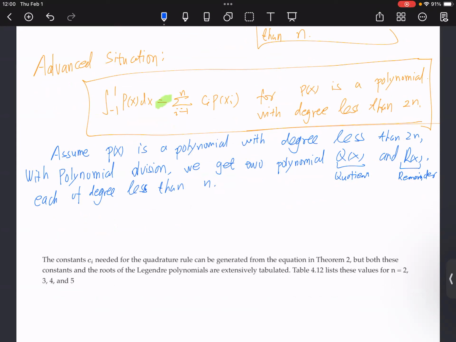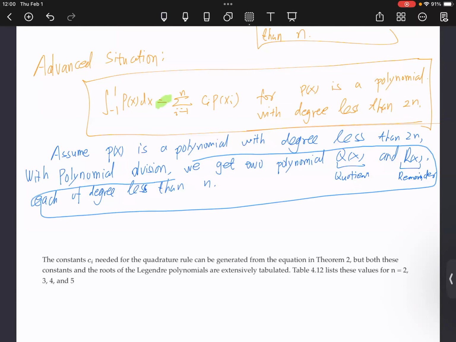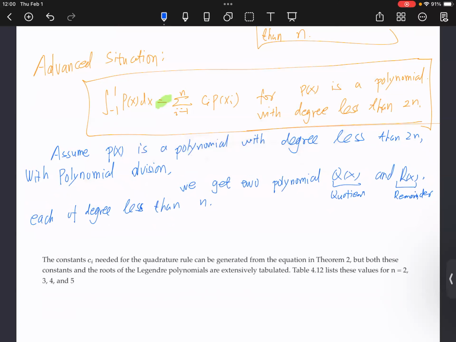We are going to divide. I haven't stated the divisor here, but actually we divide p(x) by the nth Legendre polynomial. The Legendre polynomial here, we can denote as p_n(x). And one remark here: p_n(x) has degree n. This is with degree n.